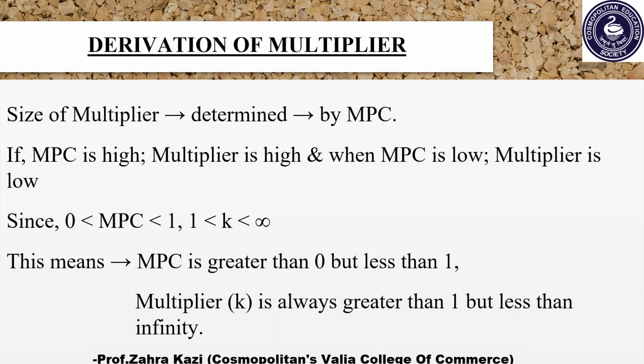The size of multiplier is determined by MPC. So if MPC is high, multiplier is high, and when MPC is low, multiplier is low. Since the value of MPC is always greater than 0 but less than 1, the multiplier, that is K, is always greater than 1 but less than infinity.